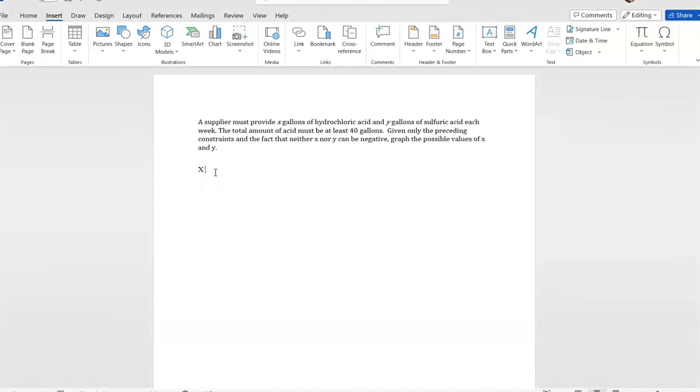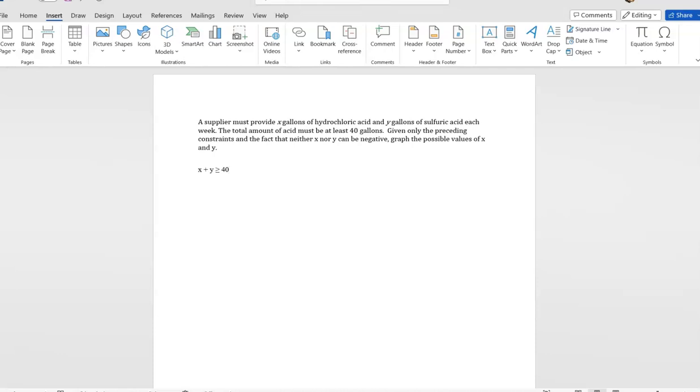Okay, so what does this tell us? This tells us we have X plus Y, right? That's what we know. And we know that these two must be at least 40. So I could be 45 or 50, but I couldn't be 30. I have to produce at least 40. So this is my equation: the total of what I'm producing of these two types of acid has to be at least 40 gallons or higher.